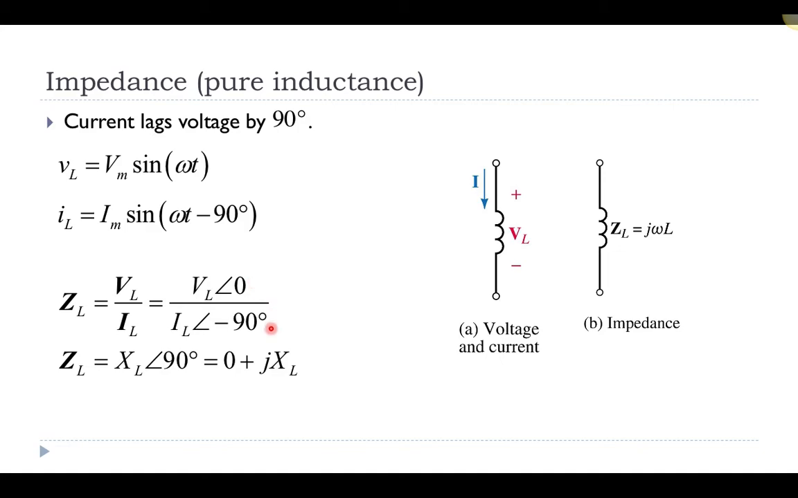Using phasor notation, if I divide, I wanted to figure out the angle here, I would take 0 minus a negative 90. That would give me a positive 90. And I know that the voltage across the inductor divided by the current of the inductor is this component that's called the reactance. So the impedance of an inductor is the reactance with an angle of 90 degrees.